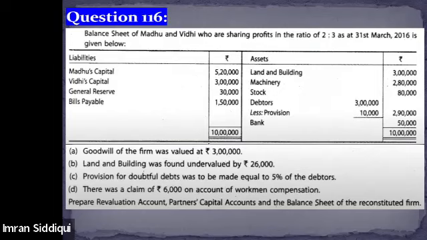Provision for doubtful debt was to be made equal to 5% of the debtor. That means 2,90,000 into 5%. And then adjustment D says that there was a claim of 6,000 on account of workman compensation. So this is the question. There are 4 adjustment entries in the question, and we need to prepare the revaluation account, partners capital account, and the balance sheet.